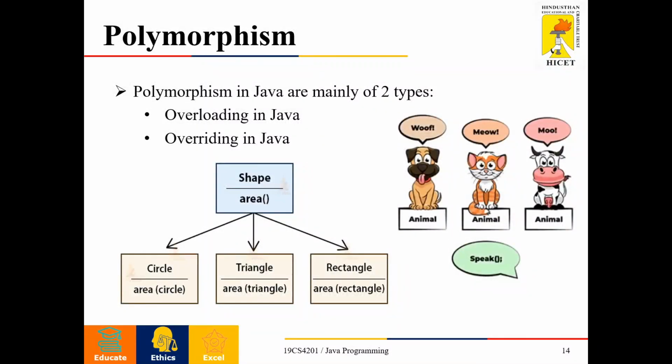There are two types of polymorphism in Java. Compile time polymorphism, that is overloading. Runtime polymorphism, that is overriding. This is an example where it calculates the area of shapes: circle, triangle and rectangle. If I'm passing radius r to area, it calculates the area of a circle. If I'm passing height and breadth to area, it calculates the area of a triangle. If I'm passing length and breadth, it calculates the area of a rectangle. So based upon the arguments passed, it does different tasks.